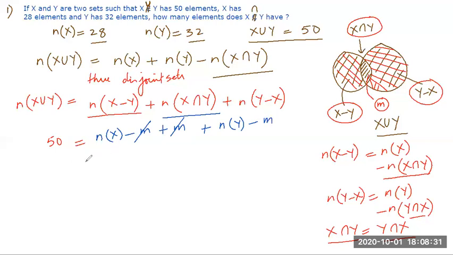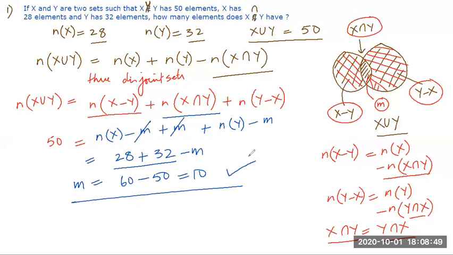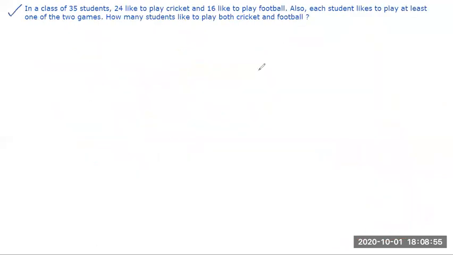So this is equal to N of X, which is given as 28, plus this is 32 minus M, right? So I will find the value of M is equal to 60 minus 50, which is equal to 10. I can do it like this also, right? Very good, students. Now I will go for the third sum.